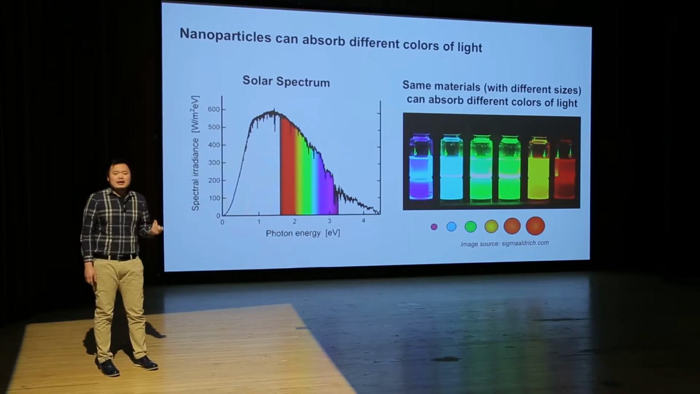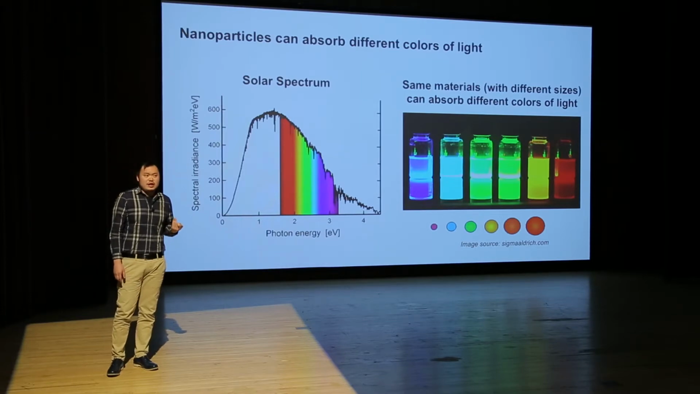So if I want to design a system where these nanoparticles can absorb as much sunlight as possible, I can simply make the same material and change their size, and I can achieve this goal instead of designing and making something entirely different. Besides this advantage, nanoparticles also have large surface area.